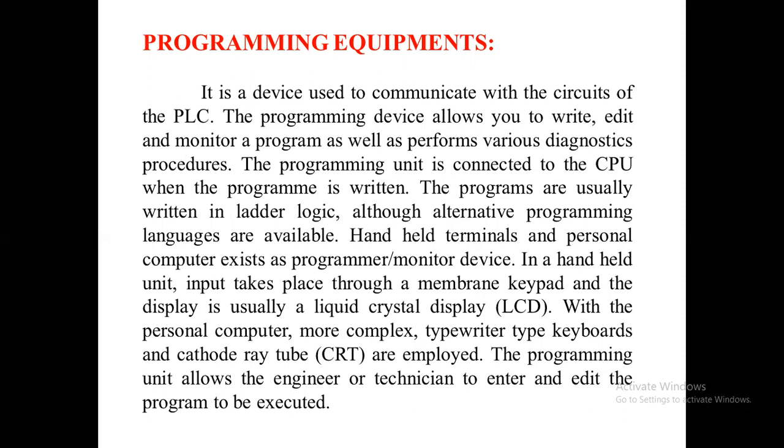The programming unit is basically connected to the CPU, which is a major part of the PLC system. When the program is written, the CPU of the PLC will read the data from the input interfaces, then execute this data in the memory, and then it gives the output. It writes the data to the output location.